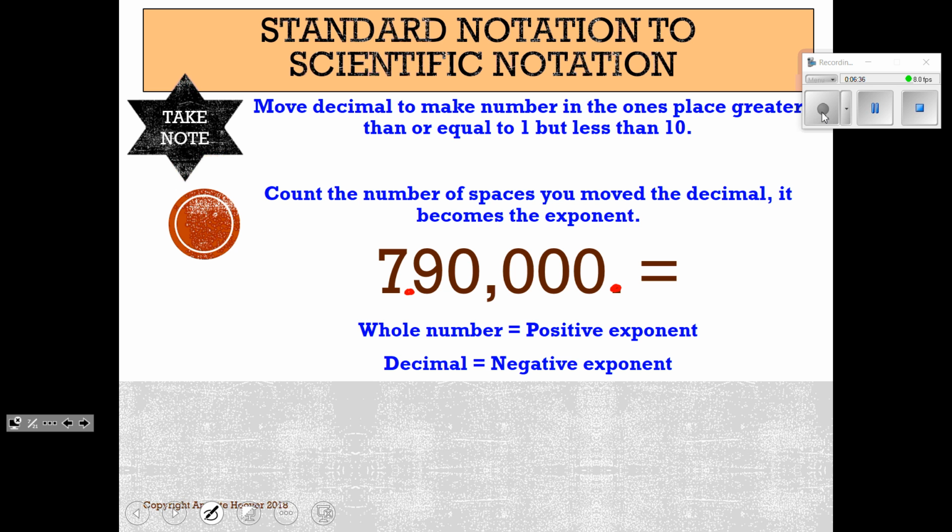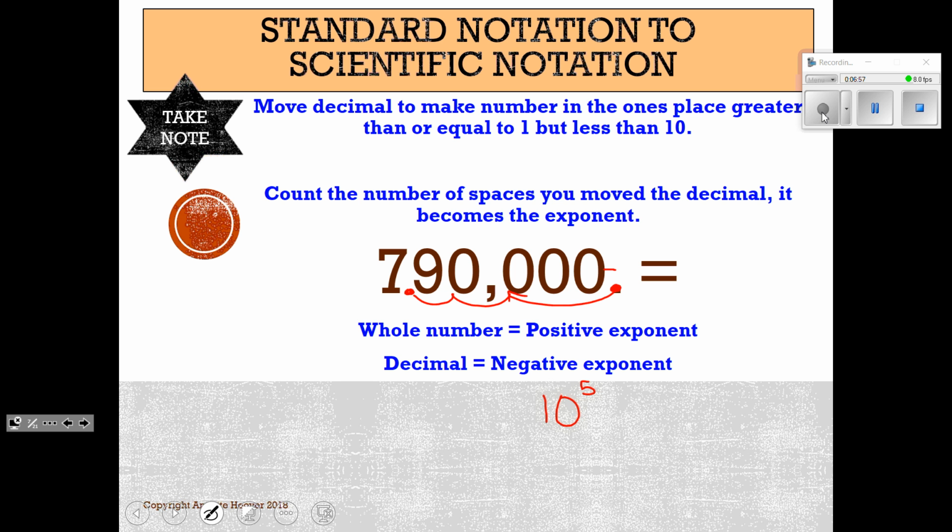So we count how many places that we moved the decimal. I count in groups of 3. There's 3. 1, 2, 3, 4, 5. We moved it 5 places. That tells us how many times we're going to multiply times 10. That gives us our exponent. The number of places we move the decimal gives us our exponent for the power of 10.